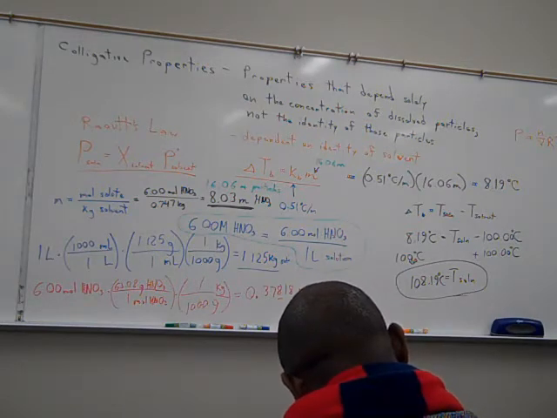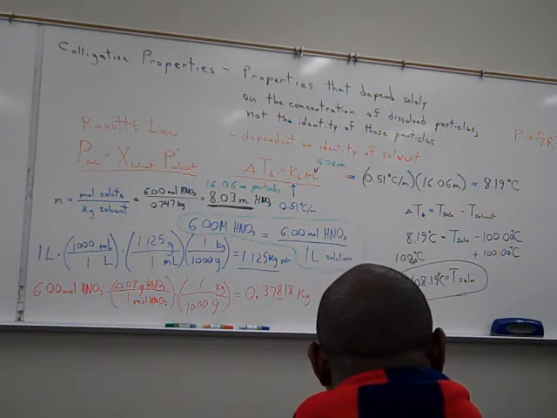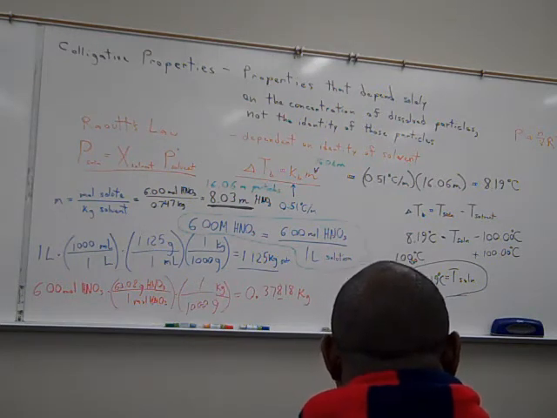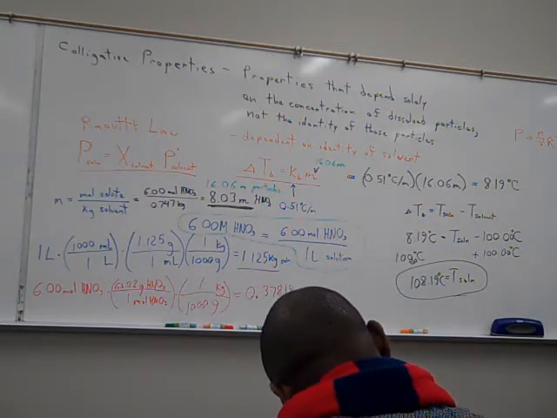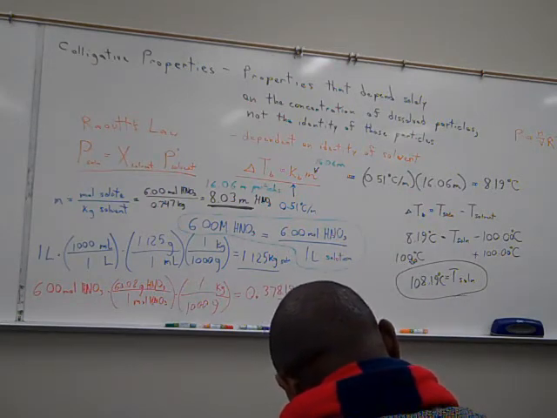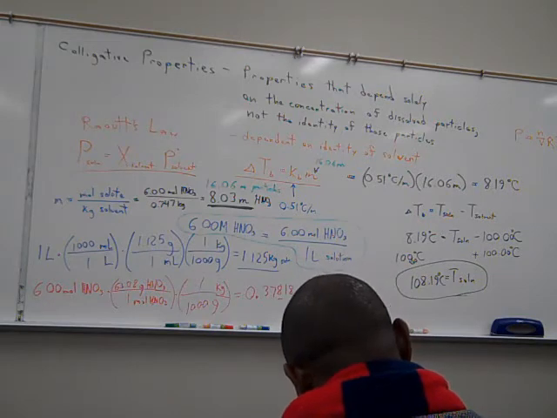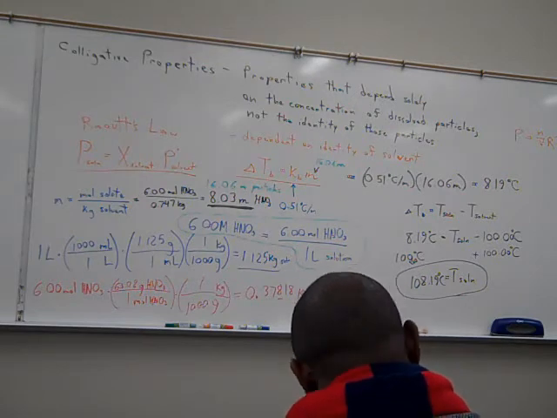108.19. Pretty easy, right? Just kidding. So, that's the problem with these colligative properties problems. They can often involve multiple steps, and it can be easy to get lost in the process.